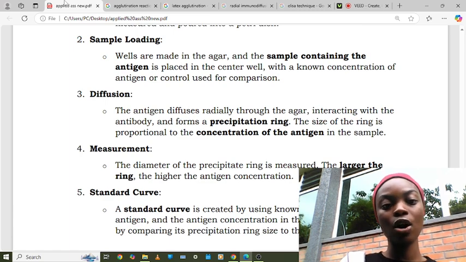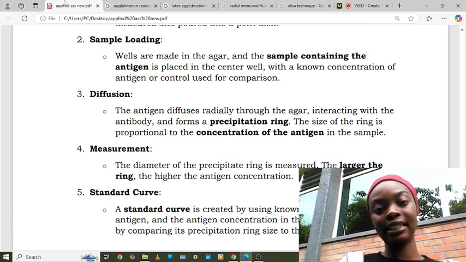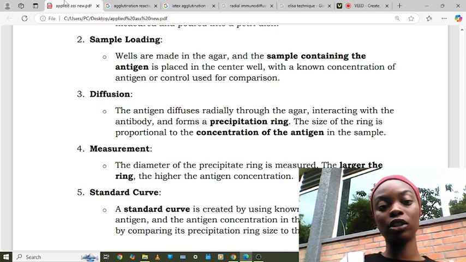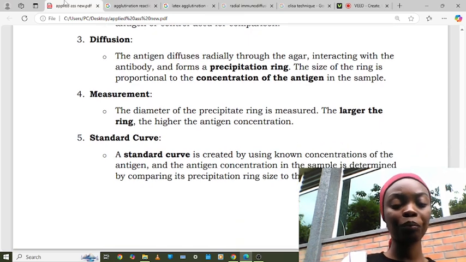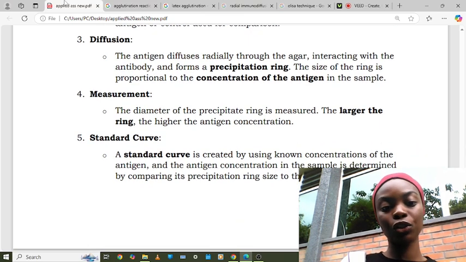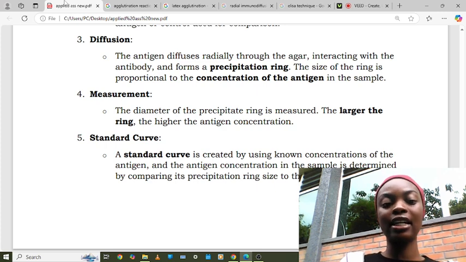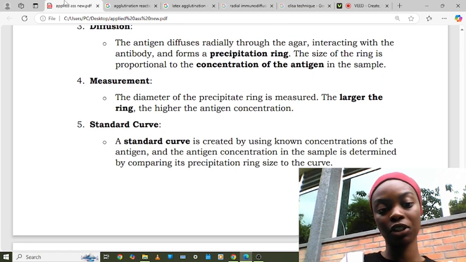Sample loading. Wells are made in agar and the sample containing the antigen is placed in the center, with a no concentration of antigen or control used for comparison. Diffusion measurements. The diameter of the precipitate ring is measured. The larger the ring, the higher the antigen concentration.